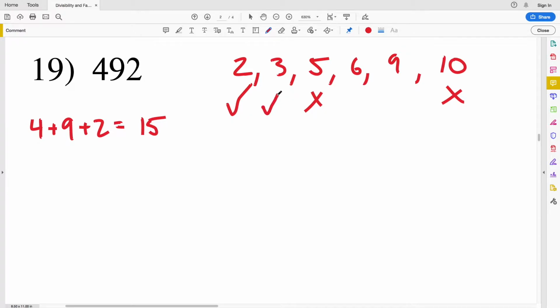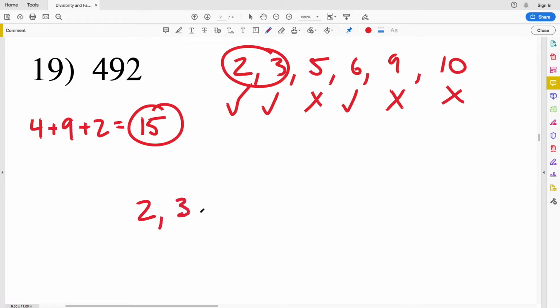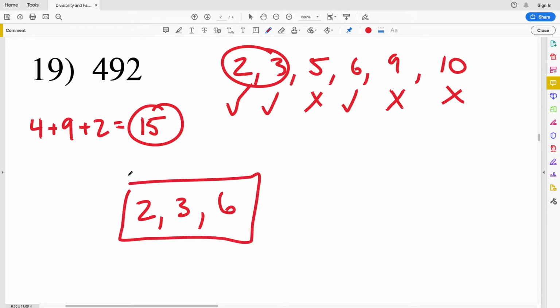15 is indeed divisible by 3, and therefore, since it's both divisible by 2 and 3, it's also divisible by 6. However, 9 does not divide into 15 evenly. Therefore, it is not divisible by 9. So, 2, 3, and 6 are our solutions for number 19.